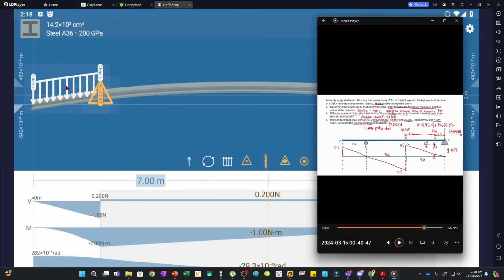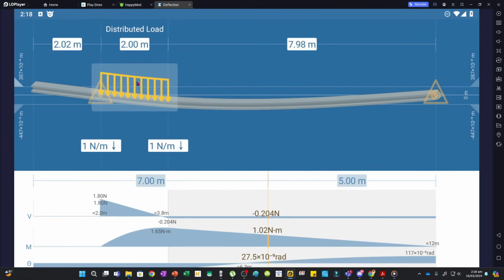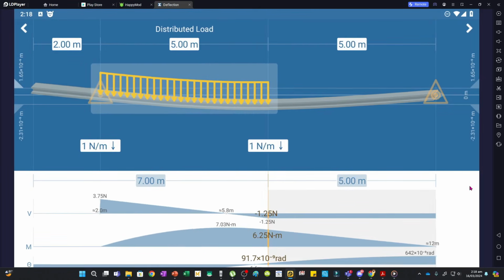Now, if I move this load from B to D, then the shear at the midspan must be negative because this has negative ordinates right here. So let's move this to 2 meters and then up to 5 meters. As you can see, the shear at the midspan will be minus.